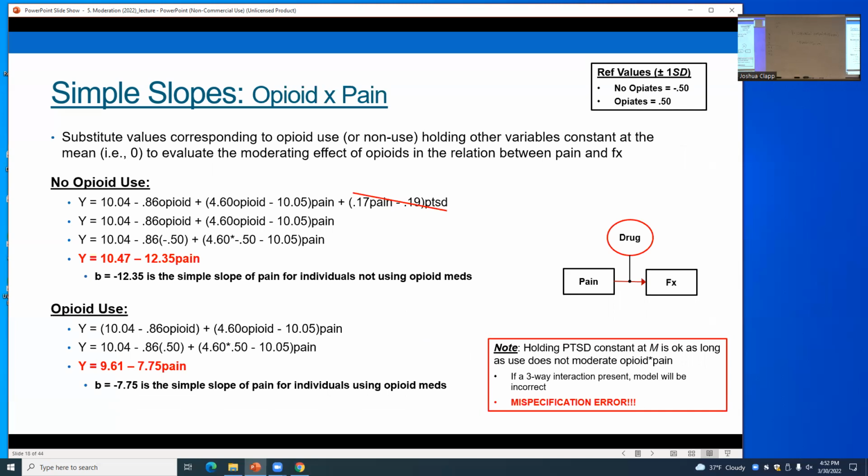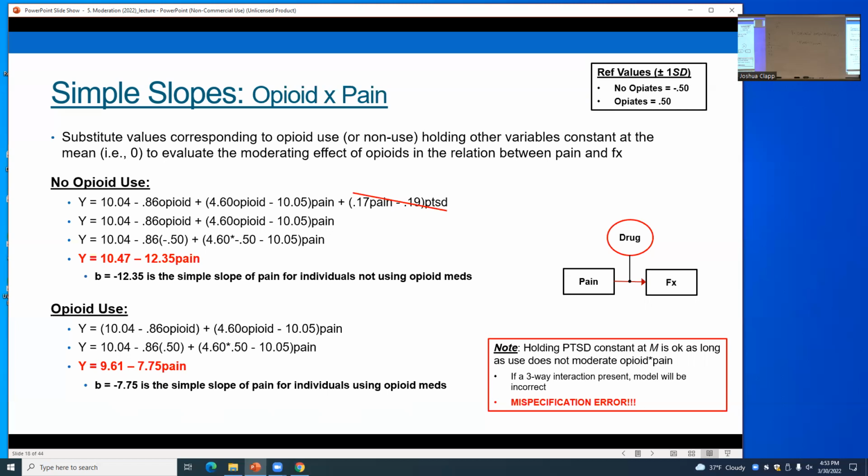Here's what the conditional effect of PTSD on functioning looks like at high and low levels of pain for this group. But for non-opiate users, if you have three-way interactions, you'd show the conditional effect of PTSD on functioning at high and low levels of pain for people who are using and for those who are not. So visualizing it that way starts to become scary.